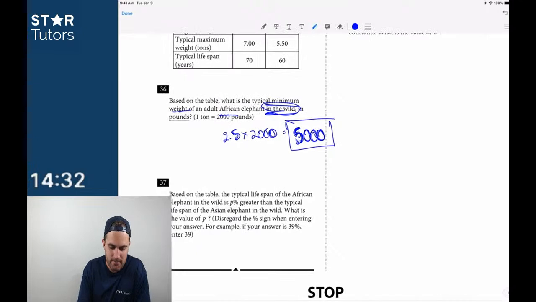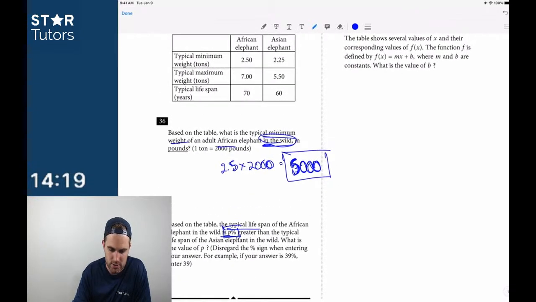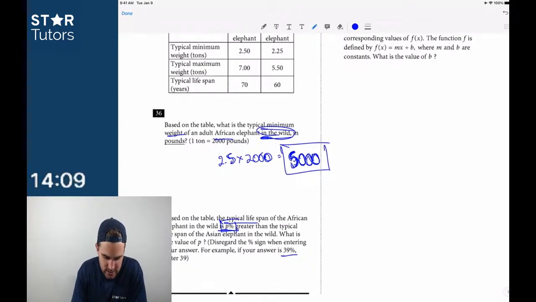Hopefully. Based on the table, the typical lifespan of the African elephant in the wild is p% greater than the typical lifespan of the Asian elephant. Disregard the percent sign in your answer. So yeah, guys, this is for the student-produced responses. If they ask you for a percent problem on student-produced responses, just know that you don't have to write in the percent. So it looks like the typical lifespan is 70 over 60.